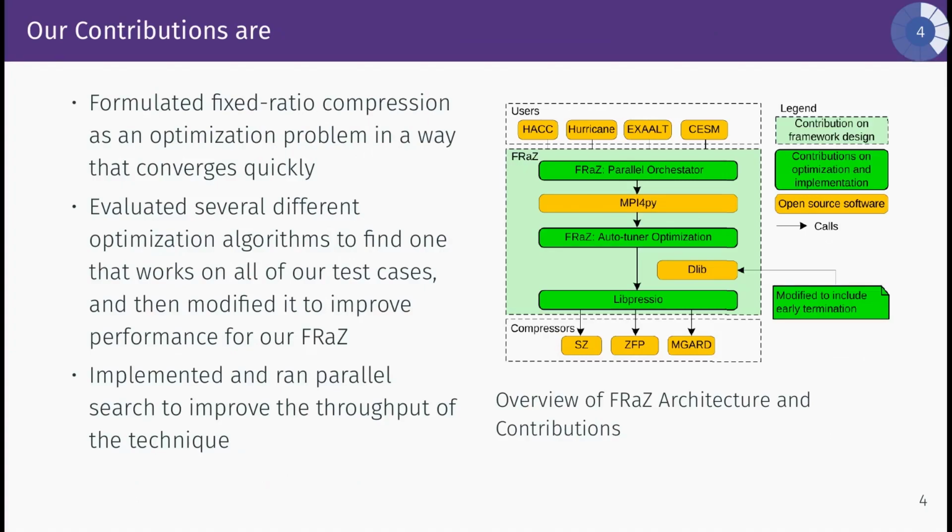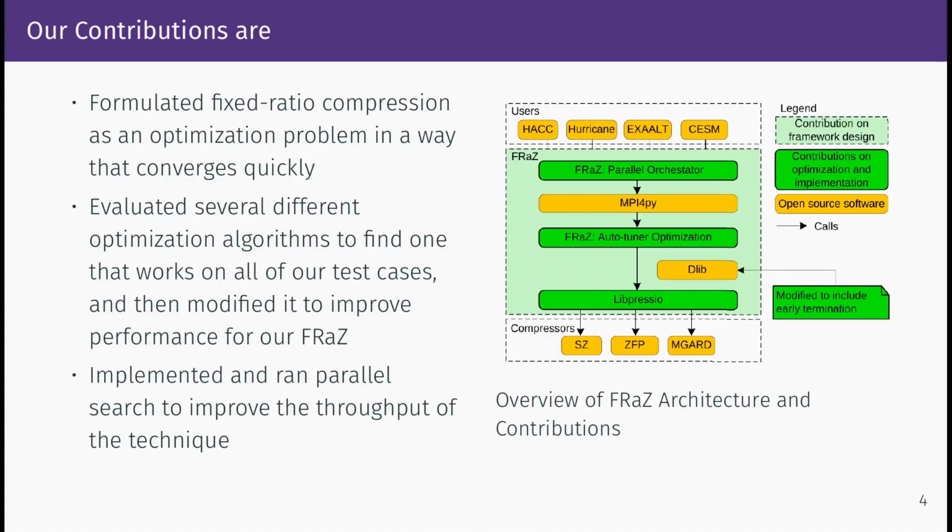So what are our contributions? We formulated fixed ratio compression as an optimization problem in a way that converges relatively quickly. We also evaluated several different optimization algorithms to find one that both A, finds a solution for all test cases that we ran, and then B, modified its performance within our system. And then finally, we implemented and ran a parallel search to improve the overall throughput of this technique.